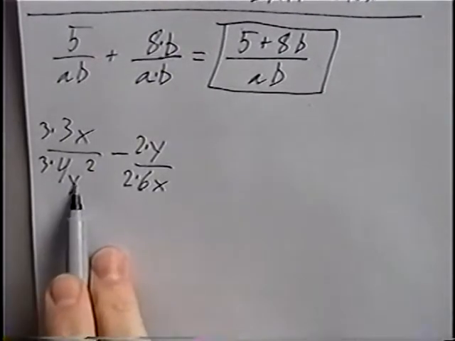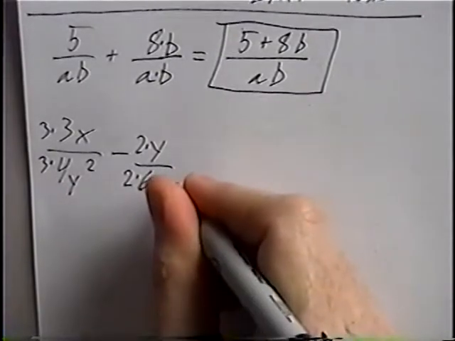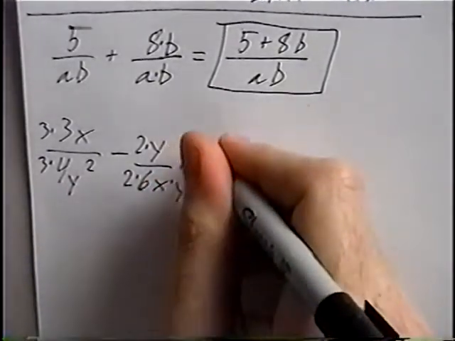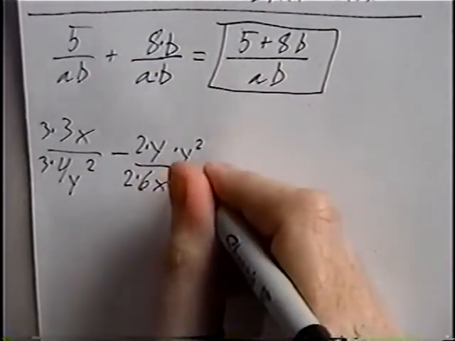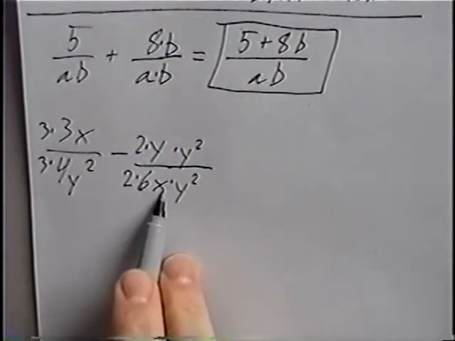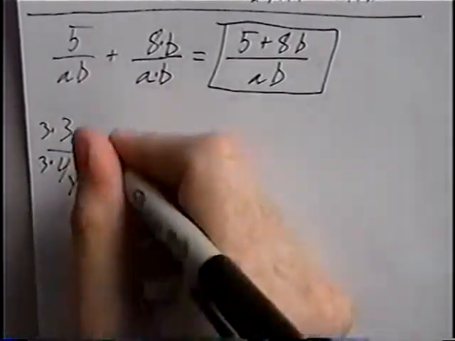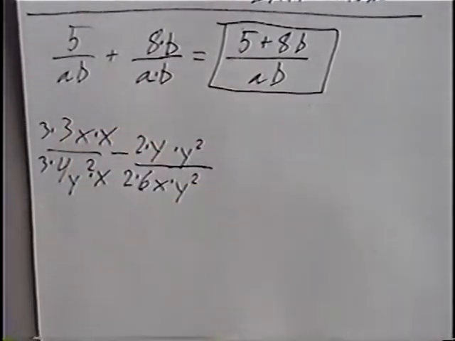The variables have to be the same also. There's a y squared in the first denominator, which means we have to have a y squared in the second denominator. And again, you multiply numerator and denominator. There's an extra x in the second fraction, so again, we have to have x over here in the first fraction, in the numerator and denominator.